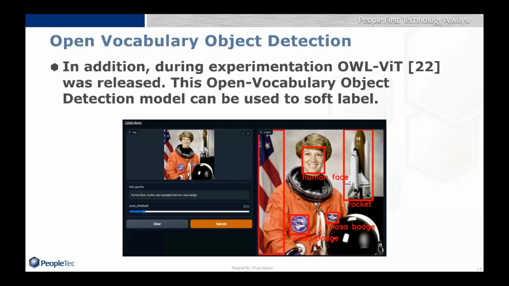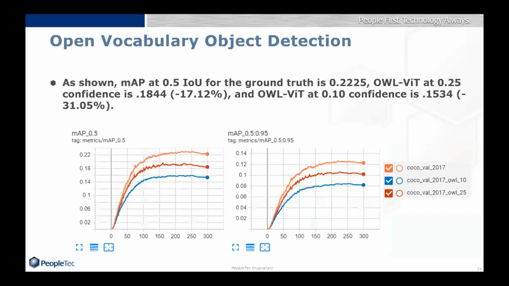So to extend our paper on YOLOv5 and xView, we did a test on the COCO validation set with OWL-ViT, using OWL-ViT to create the data set and using YOLOv5 to compare metrics of when it was trained. As shown here, using the COCO validation set at 10% confidence and 25% confidence, we found a drop of 18% for OWL-ViT at 25% confidence, and a drop of 31% for OWL-ViT at 10% confidence.